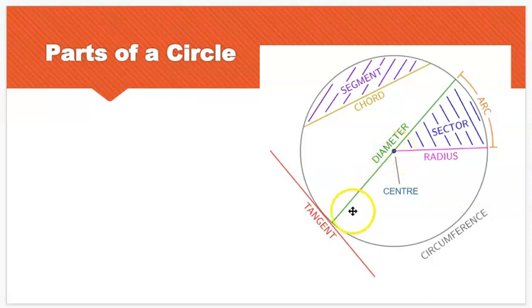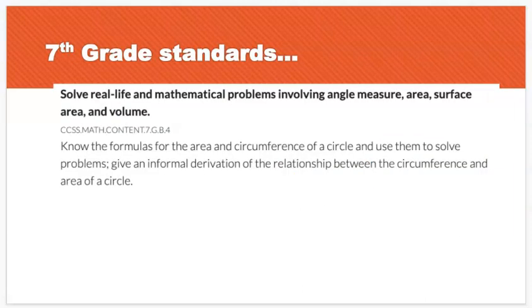The center of the circle, the diameter of the circle, a radius of the circle, a sector of the circle, and an arc, a chord, a segment, a tangent, and a circumference. Those are just a few words that hopefully refresh your memory for some circles. Well, when do we learn about some circles?